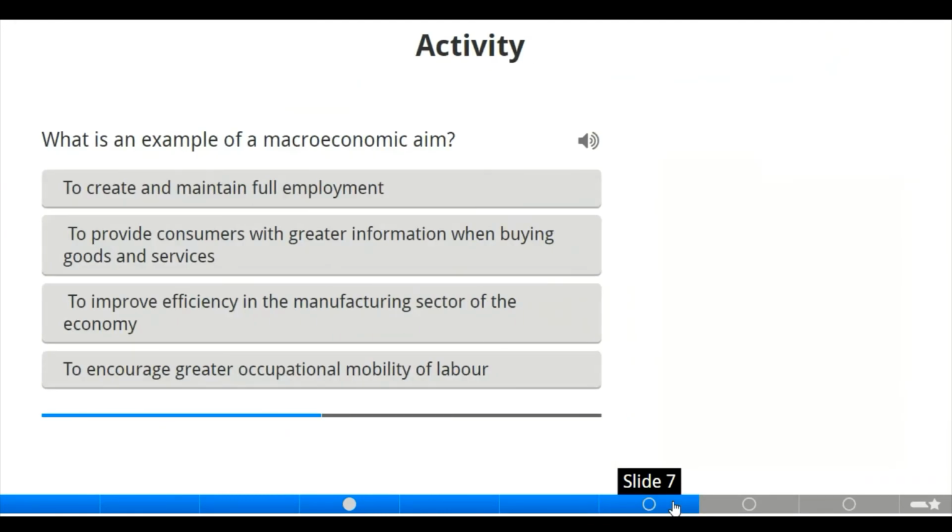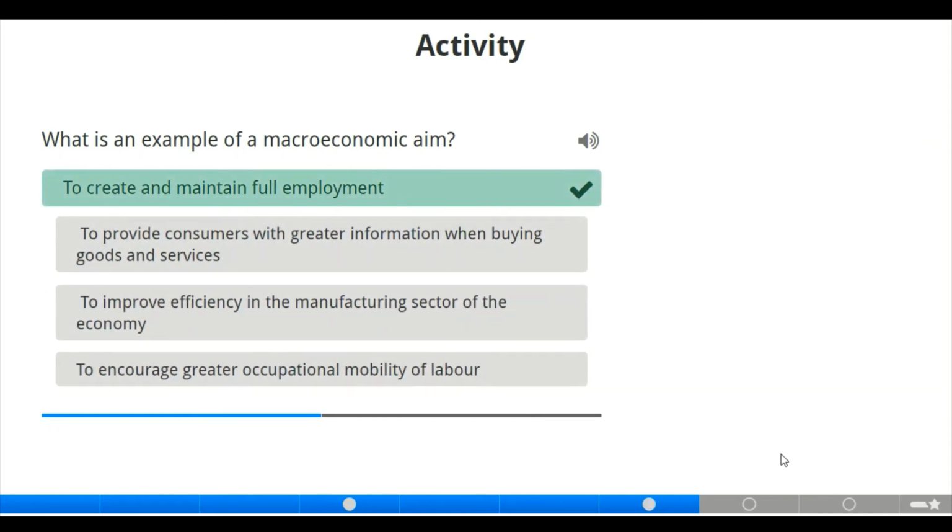Moving to the next slide, where we have an activity. I think this is also part of your past questions. What is an example of a macroeconomic aim? Macro is the one that studies the whole. Now let's check the options. To create and maintain full employment, is that the answer? Let's check forward. To provide consumers with greater information when buying goods and services, that's no. To improve efficiency in the manufacturing sector of the economy, that's not the answer. To encourage greater occupational mobility of labor? No. The answer is to create and maintain full employment.